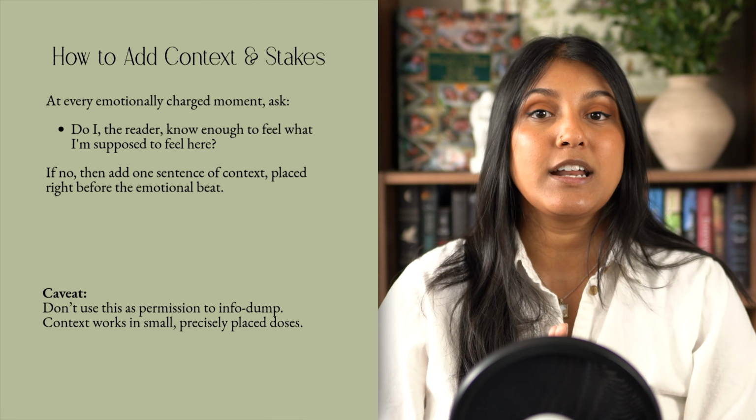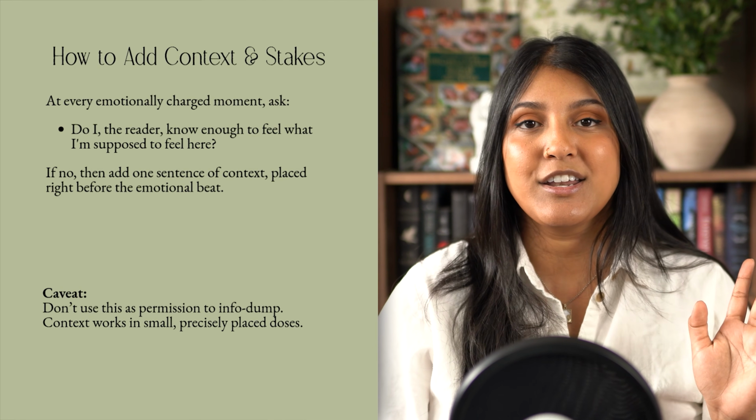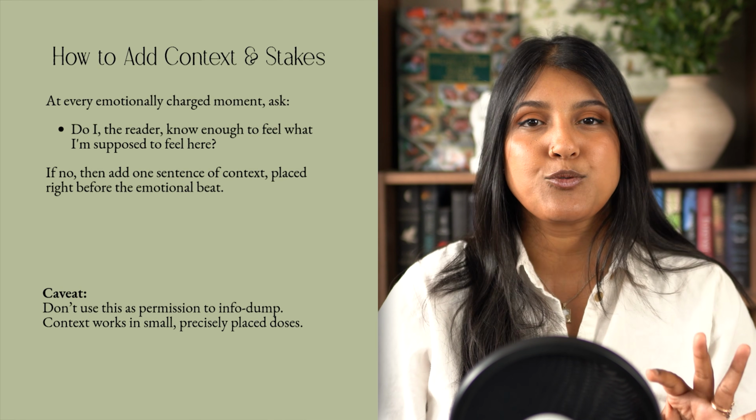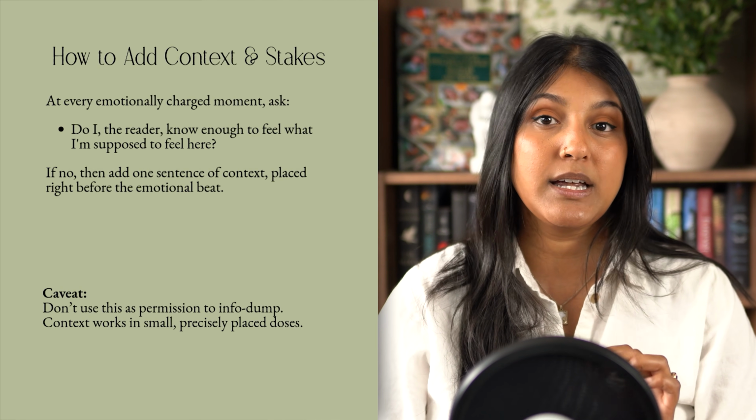Now, this is not permission to info dump. If you find yourself writing 3 paragraphs of backstory, then you're using context wrong. Context works in small, precisely placed doses. Ideally, the reader will find out the larger details of the context naturally later on in the story, or will already know it depending on where the scene is in the story.